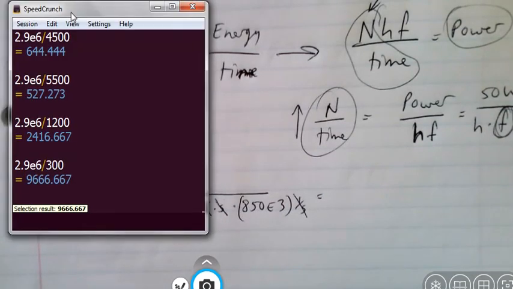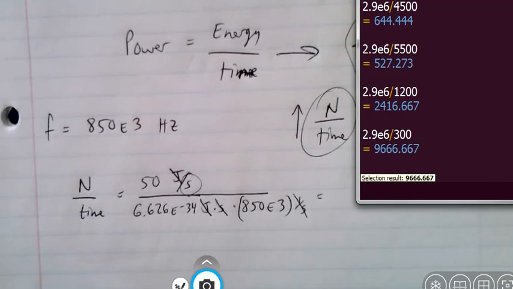If we put these all together in a calculator, let me bring this over here so you can see everything at the same time. 50 divided by 6.626 times 10 to the minus 34 times 850 times 10 to the third.